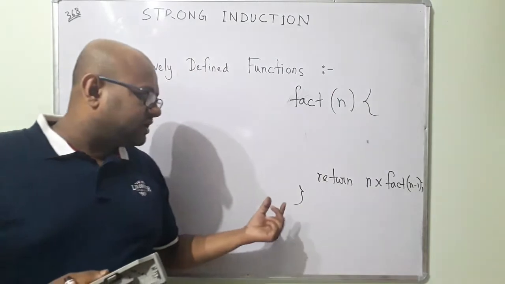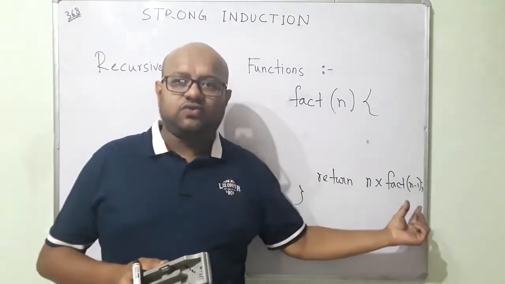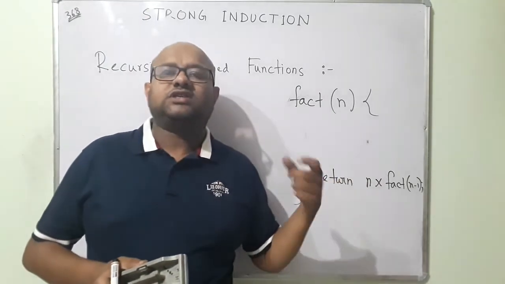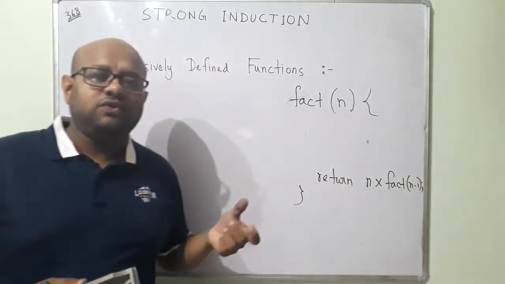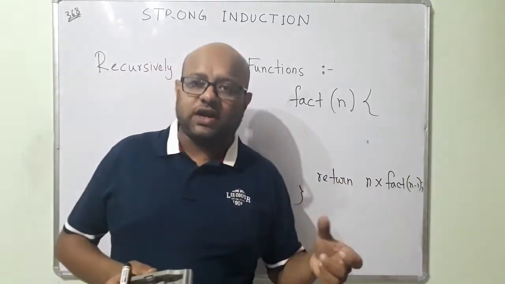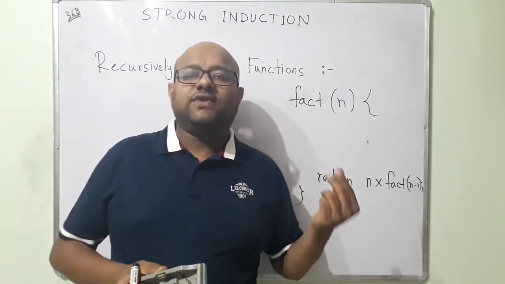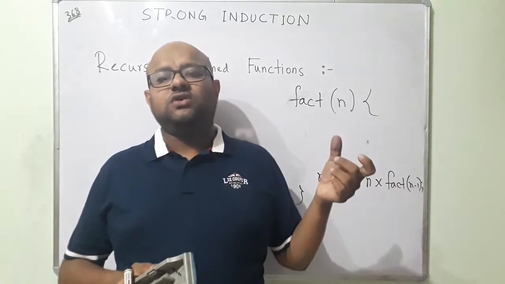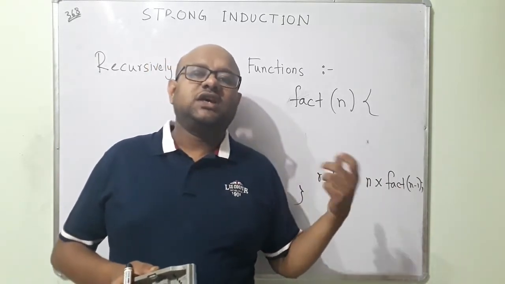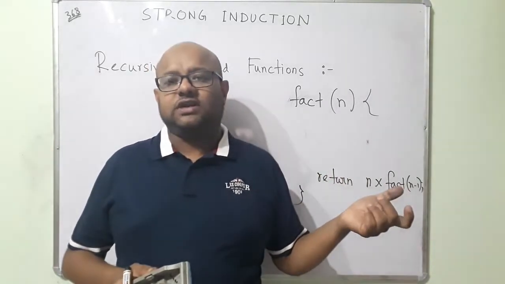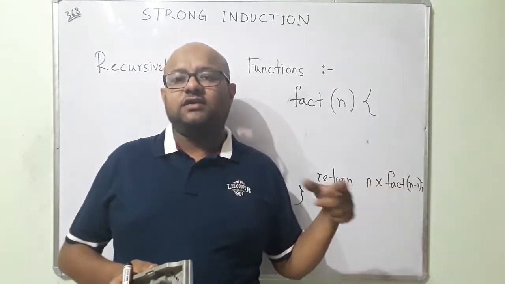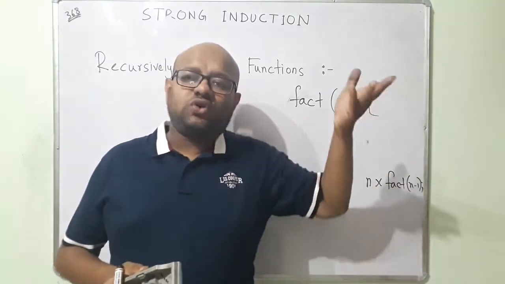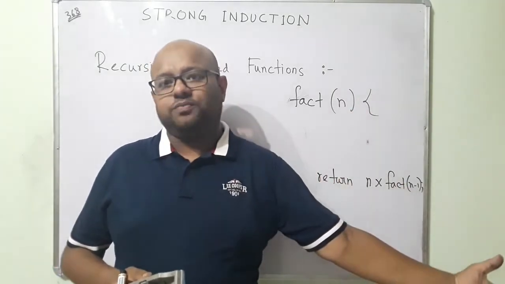What will it return? It will return 3 into factorial of 2. Then it will try to find factorial of 2. What is factorial of 2? Factorial of 2 is equal to 2 into factorial of 1. What is factorial of 1? Factorial of 1 is 1 into factorial of 0. What is factorial of 0? Factorial of 0 is 0 into factorial of minus 1. What is factorial of minus 1? It will return minus 1 into factorial of minus 2, and so on. It will go into an infinite loop.